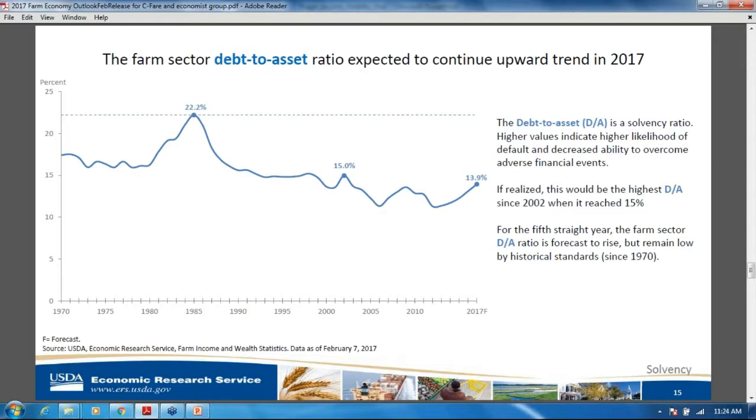Okay, so if you combine debt and assets together, you get what's known as the debt-to-asset ratio, and it's a measure of leverage or solvency. It's been increasing since 2012, and is the highest it's been since 2002, though it's still well below the historic highs in the early 1980s. The main reason for that is that farm assets, and particularly farm real estate assets, have increased so much, and they haven't declined significantly so far.